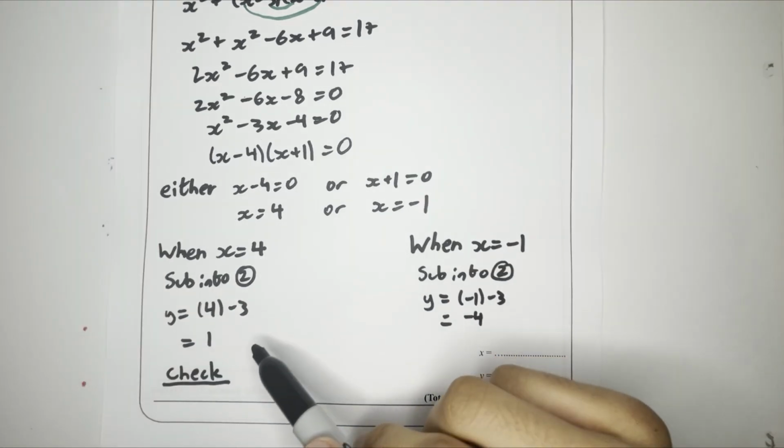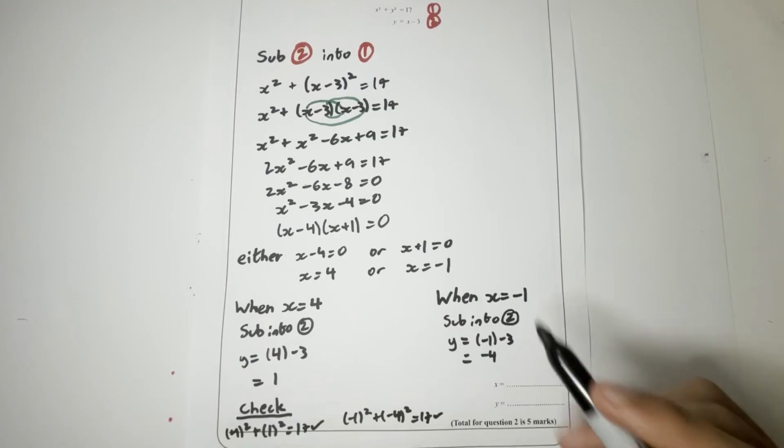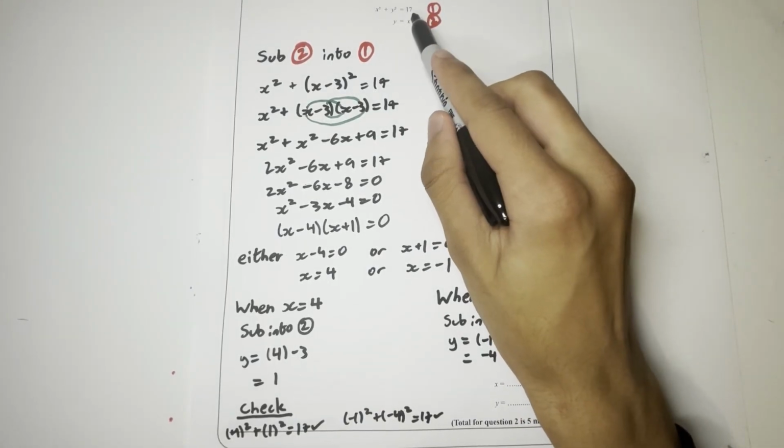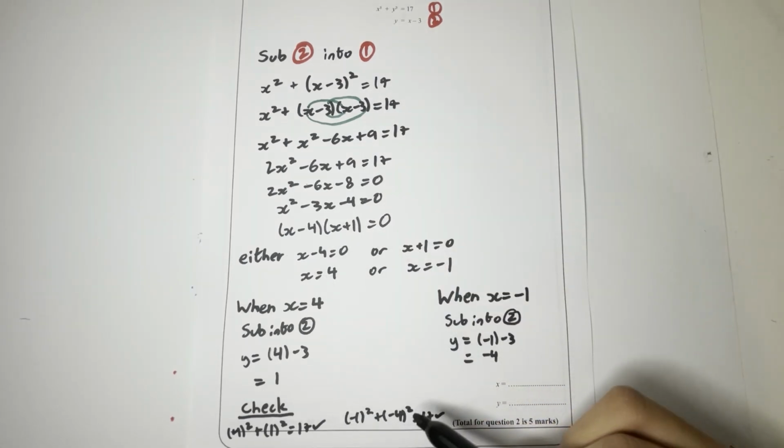It's always a good idea to substitute these values back into your equations to check them to make sure that you've gotten them right. Equation 1 tells us that x squared plus y squared is equal to 17. And when we plug in our values of x and y, we find that they both work in this equation.